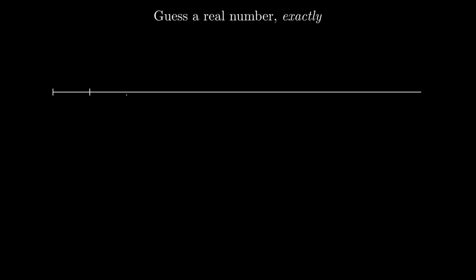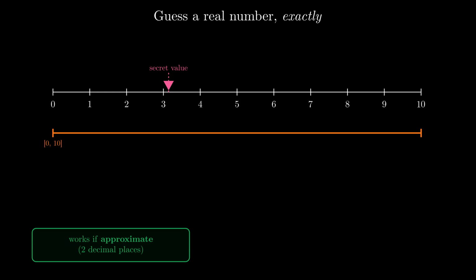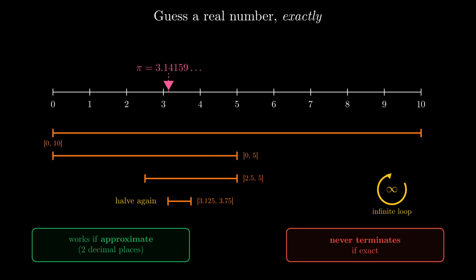Now an extreme case. A friend picks a real number from 0 to 10 to any precision, and you must guess it exactly. This time, the feedback does tell you too low, too high, or correct, so direction is there. Can bisection nail it? The trouble is the word exactly. If you only needed 2 decimal places, then yes, bisection will converge. But if your friend picks pi, a number whose digits never end, bisection halves the interval forever and never lands on it. It becomes an algorithm that never terminates.